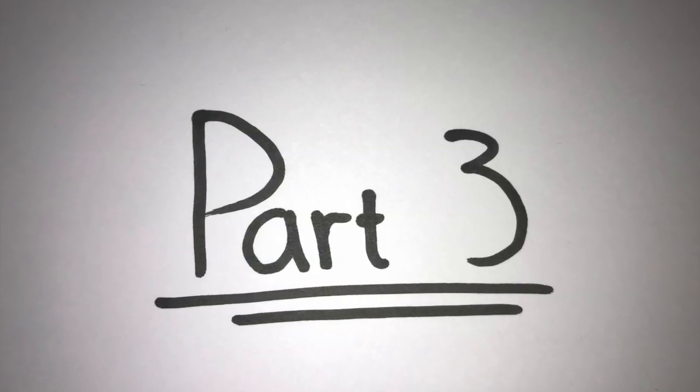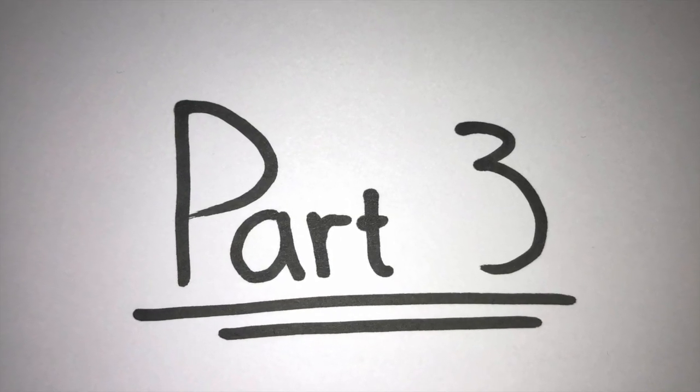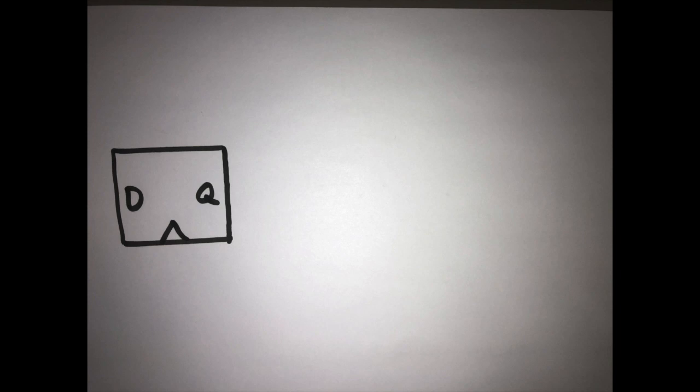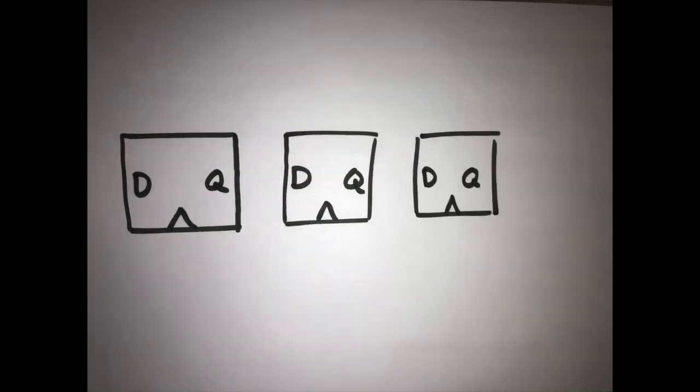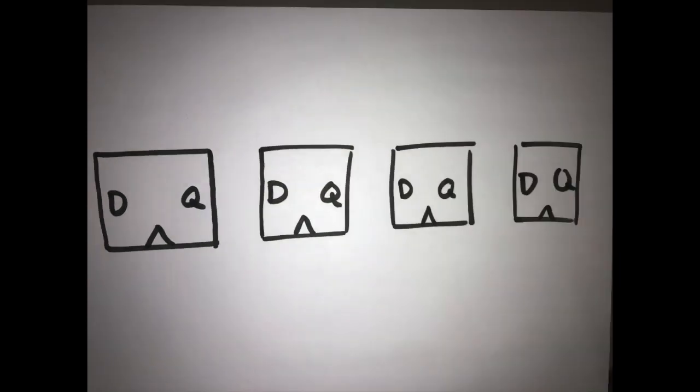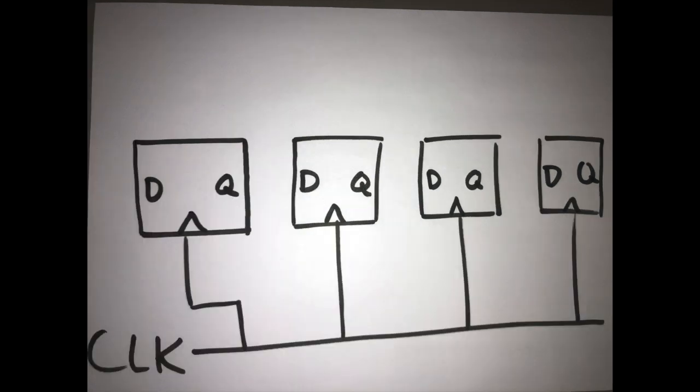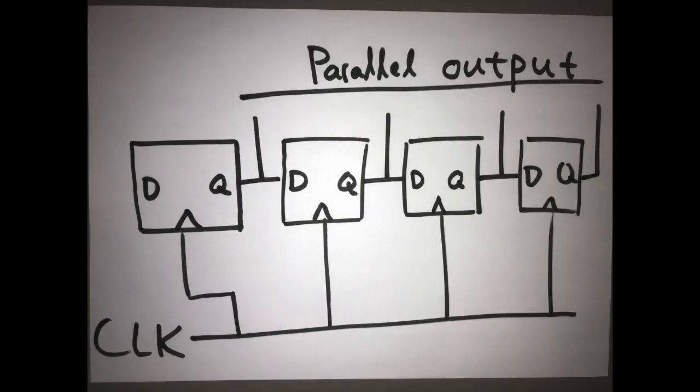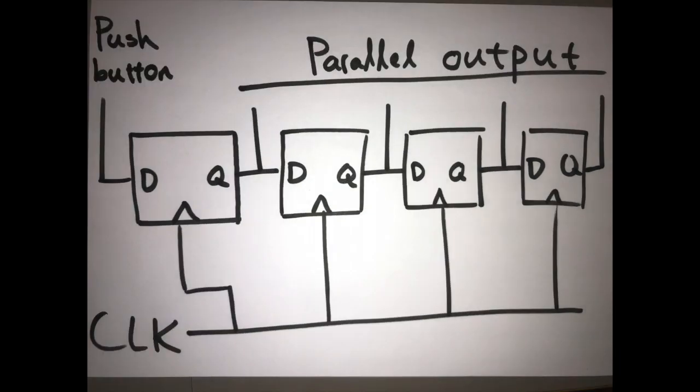In part 3, we created a shift register, which is a cascade of flip-flops with a common clock, with each flip-flop feeding their output to the next one's input, shifting the memory 1 bit each clock cycle. Our shift register had a push button to set the first bit.